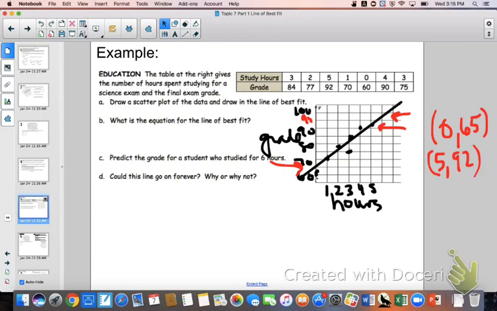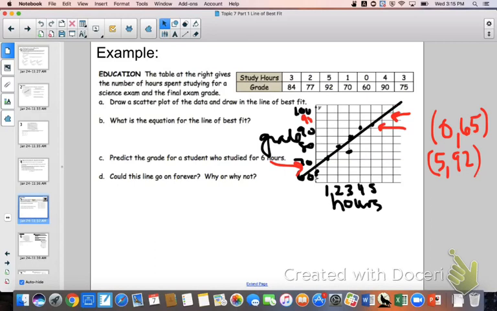Now, what I get for an equation of line of best fit is not going to be what you get, because we all draw our lines differently and you pick different points to write the equation. So what we look for is that your slope is generally the same, and that your y-intercept is generally the same, but it's not going to be exact.